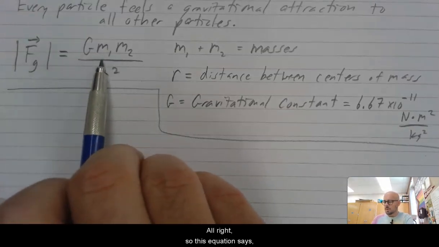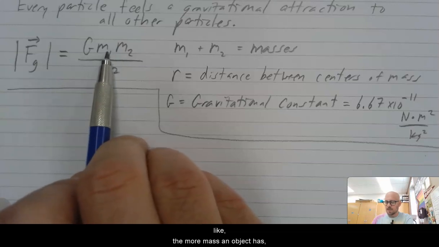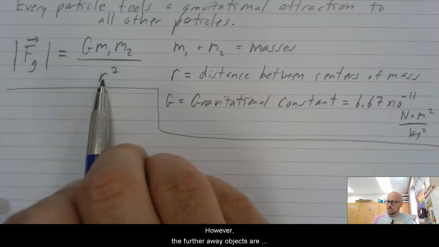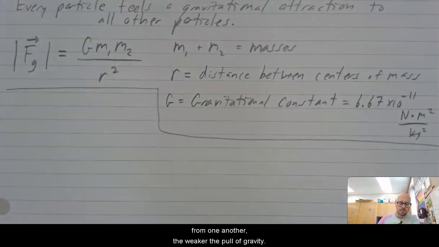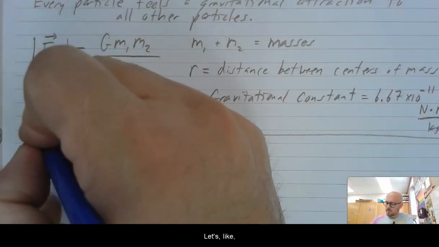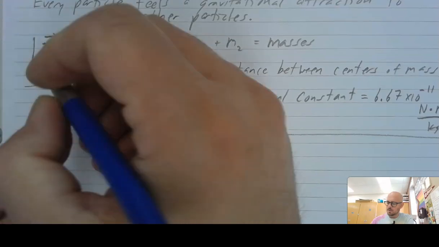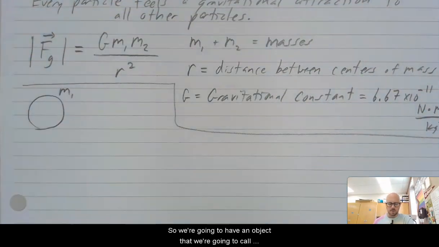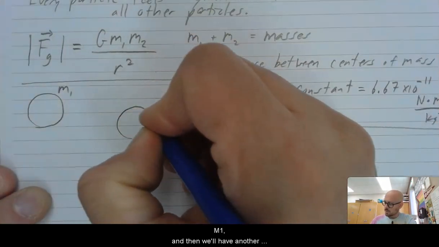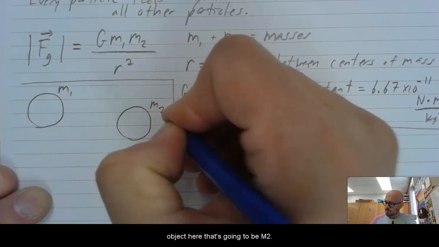All right, so this equation says the more mass an object has, the more gravity it creates. However, the further away objects are from one another, the weaker the pull of gravity. So we'll talk more on that in just a moment. Let's visualize what's happening here. We're going to have an object that we're going to call M1, and then we'll have another object here that's going to be M2.